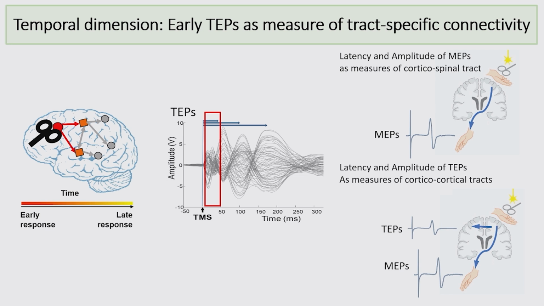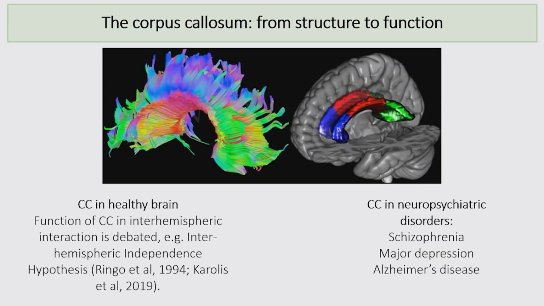Specifically, by looking at the latency and the amplitude of the TEP components, we could infer conduction delay along the tract and strength of the connection, just as we do with the latency and amplitude of motor-evoked potentials to measure conduction delay and strength of connection in the corticospinal tract. So we should be able to do the same for cortico-cortical connections.